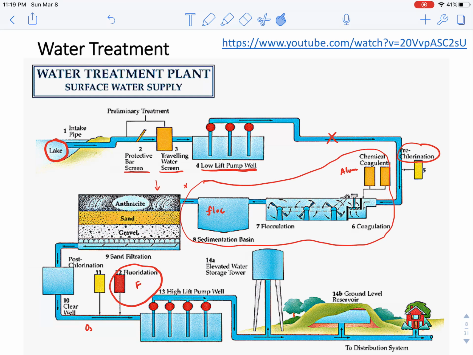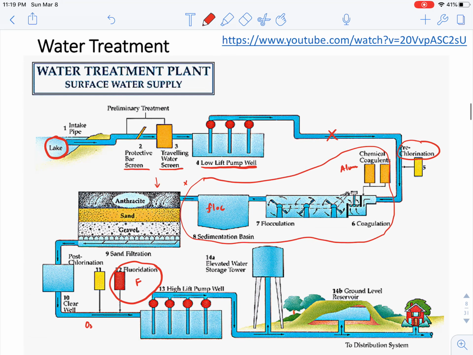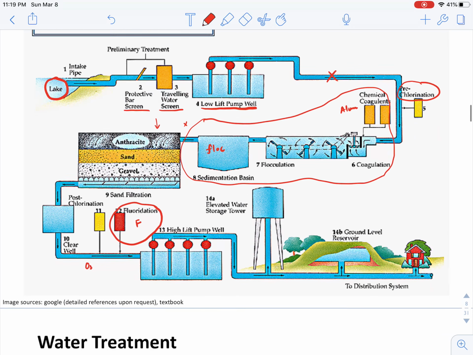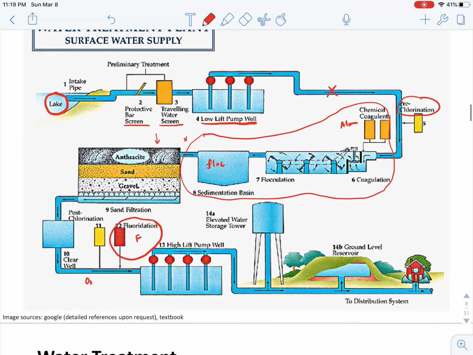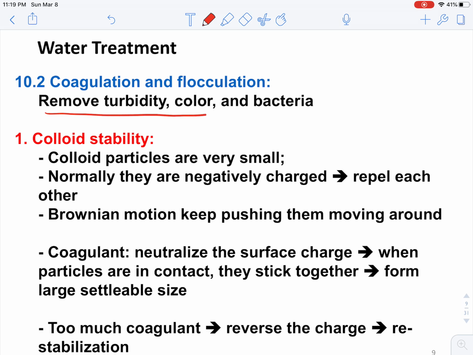All right, so you can see that for a real water treatment system, the detailed steps for treating the water might be a little bit different, but we're typically going through the same mechanism to remove the particles, remove the chemicals, and also remove the microorganisms. Here we'll talk more about how we can remove the colloids, which are the most difficult to remove in the water. As I've mentioned, this process is called coagulation, flocculation, and clarification. It removes the turbidity, color, and bacteria.